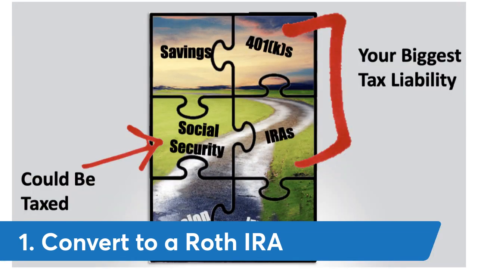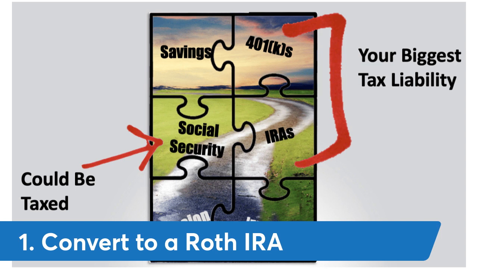Okay, so now let's talk through those three strategies to reduce your taxable income. And the first strategy that you are recommending is to consider converting all those taxable accounts to Roth accounts. And this is because, again, we look at this little puzzle piece, Mark. Your biggest liabilities are those 401ks and IRAs.